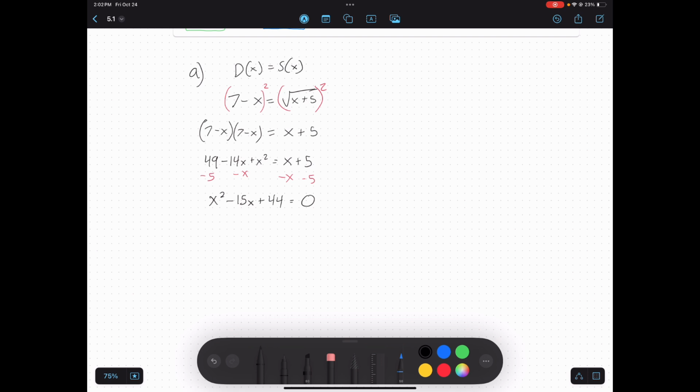So now I can look at factoring this, and I think I just get (x minus 11) times (x minus 4), right? Negative 11 times negative 4 gives me positive 44, but negative 11 plus negative 4 gives me the negative 15. And that's perfect. I'm done factoring, and when I solve these, I get x equal to 4 and x equal to 11. Oh, I have two answers. Which one's my equilibrium point?